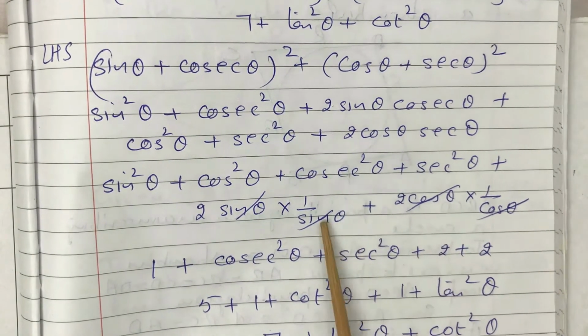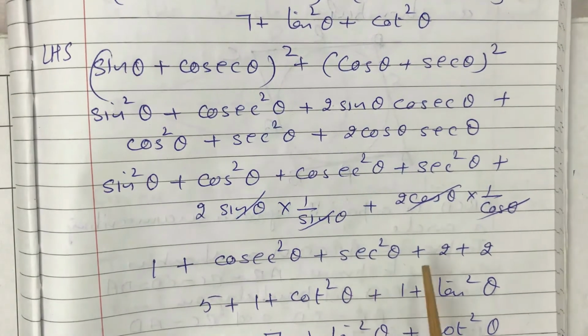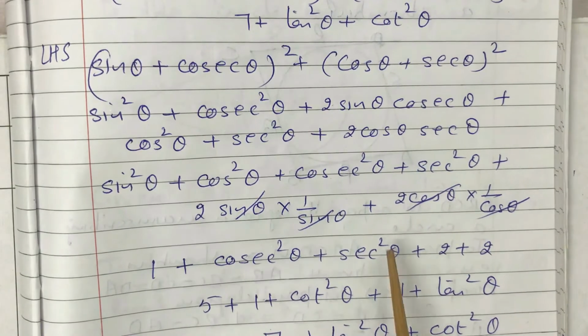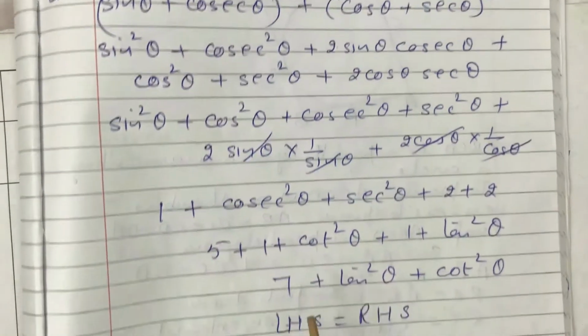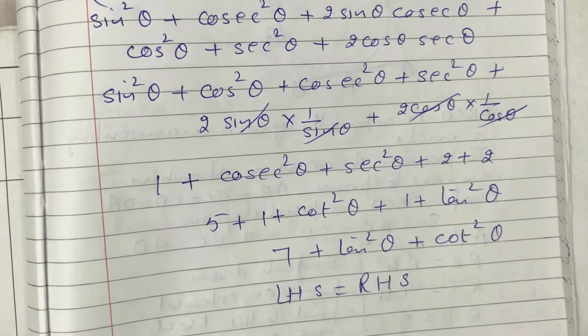This and this is cancelled, this and this is cancelled. I have 1 plus cosec square theta plus sec square theta plus 2 plus 2. This thing can be written as 1 plus cot square theta. This thing can be written as 1 plus tan square theta. So you will get the result, which is 7 plus tan square theta plus cot square theta. So left hand side is equal to right hand side.